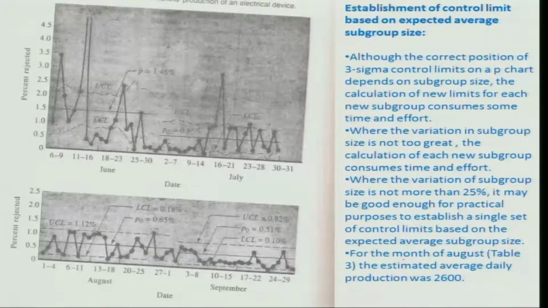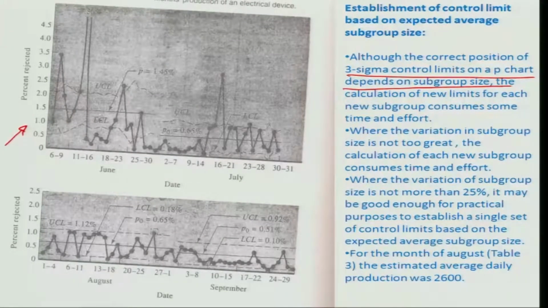Here, for example, the 3 sigma control limits on a P chart depend on the subgroup size. So, this is the control chart plot for the P chart for the first month. Let us say we are talking about up to June 30th, and as you can see here, we are plotting the varying UCL and LCL based on P dash plus 3 sigma and P dash minus 3 sigma, and these are typically the assembly of points which have been computed here.